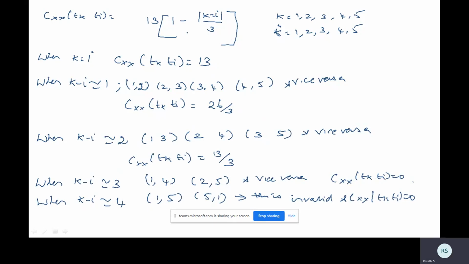Here, if you substitute 13 times of 1 minus K minus I by 3, you can see it's a modulus. So 4 by 3, you will get 4 by 3 here. 1 minus 4 by 3 will give you a negative value. But covariance cannot be a negative value, so you are not going to use this value at all. Invalid. So under the 2 cell in the matrix, you have to substitute 0. You are not going to substitute a negative value. Please remember, you are going to substitute only 0. So now we got all the answers, I think.